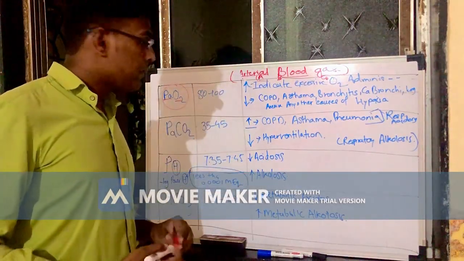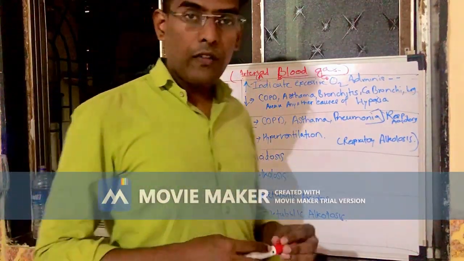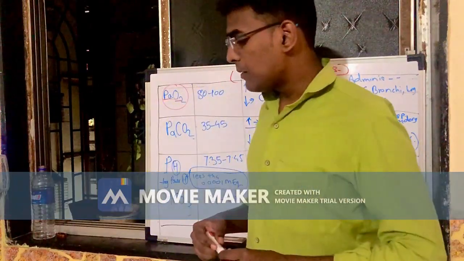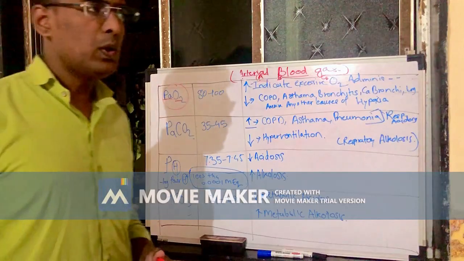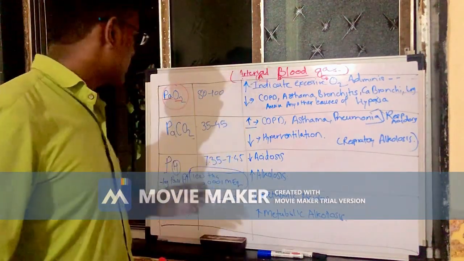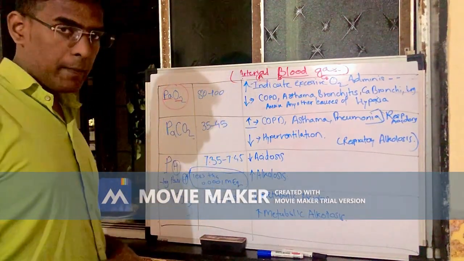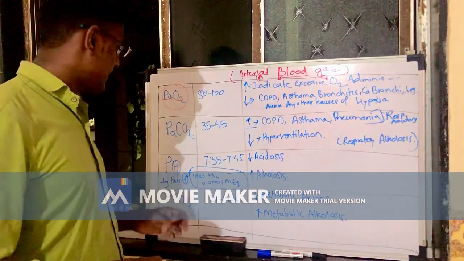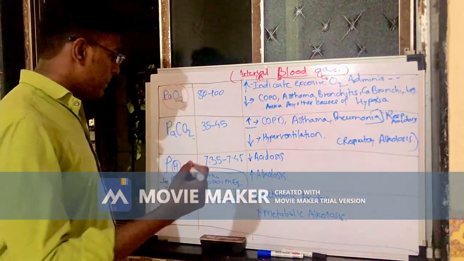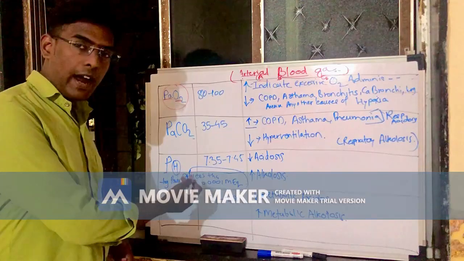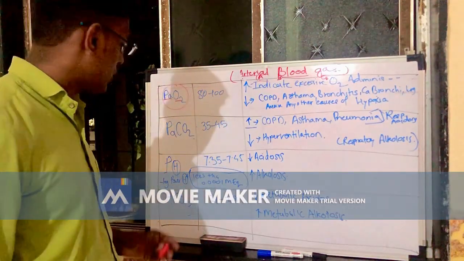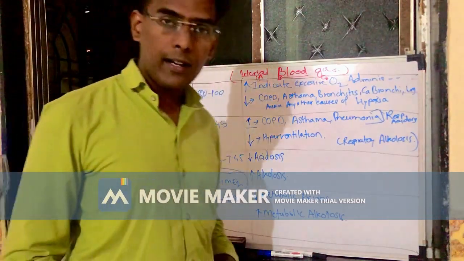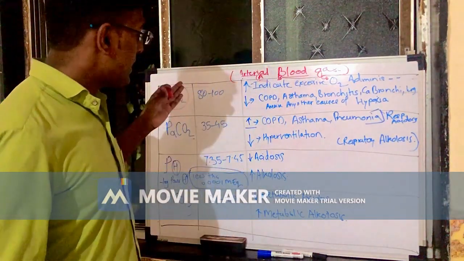So first we will see what the components of arterial blood gas are. The first component is PaO2. What is PaO2? Partial pressure of arterial oxygen. PaCO2, partial pressure of arterial carbon dioxide. pH. So what is pH? pH is the power of hydrogen ion, which we will see when we look at the normal range. And then HCO3 is bicarbonate. So these components are there.